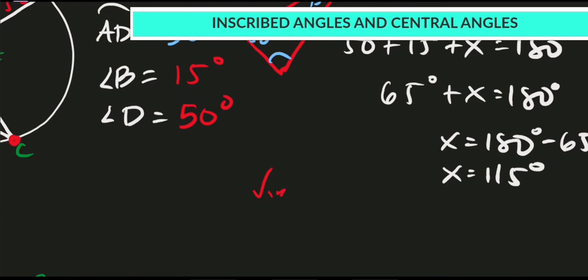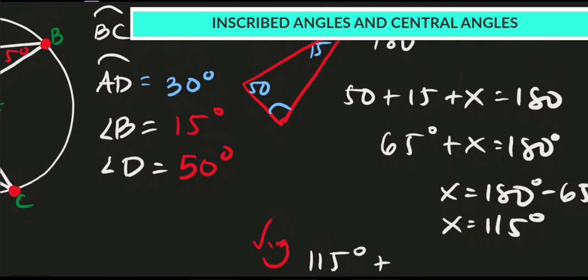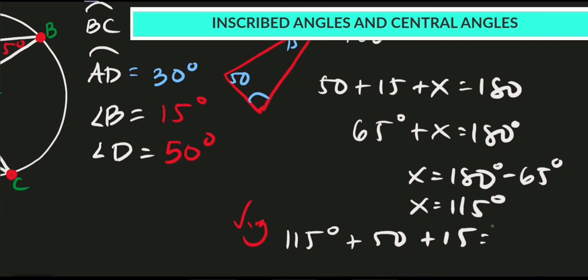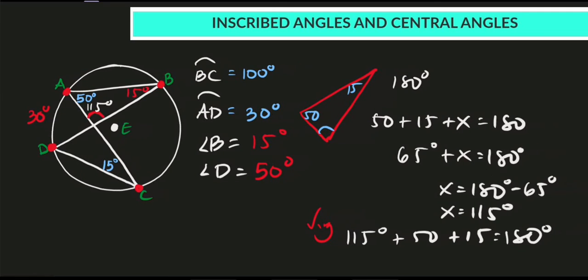Now, if you want to double check your answer, just add all of the values of your angles. That is 115 plus 50 degrees, according to our figure, plus 15. 115 plus 50 is 165, and 165 plus 15 is equal to 180 degrees. Since this set of values equals 180 degrees, our answer is correct. So the answer is 115 degrees.